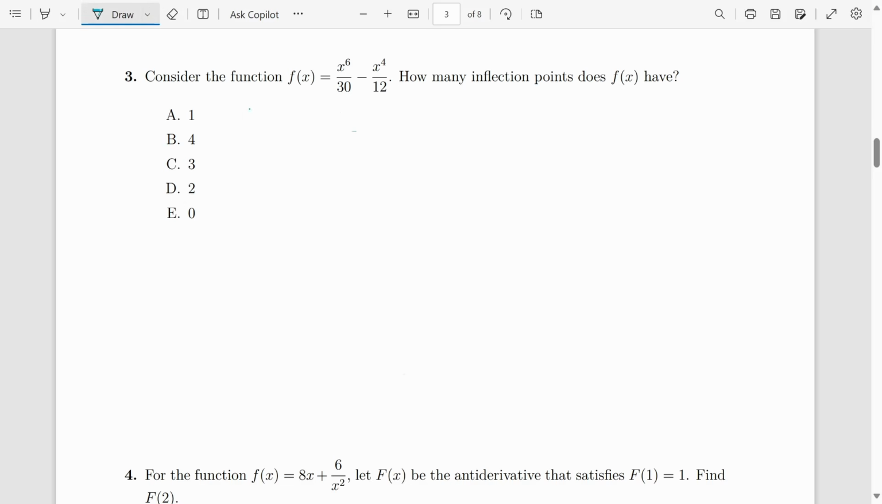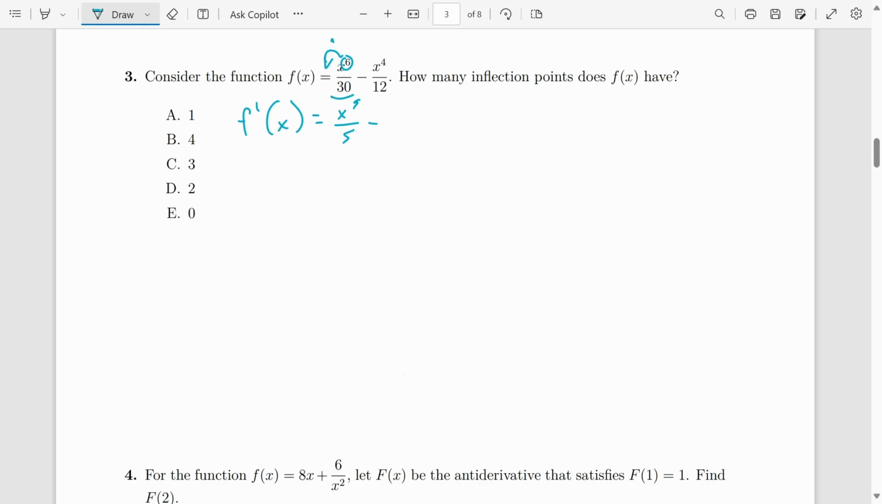So finding f double prime of x, that's going to require us finding f prime of x. So that's going to be taking the derivative of x to the 6th all over 30, bring the 6 out front, and then minus it by 1. So that's going to be 6x to the 5th all over 30. That is just x to the 5th over 5, all things considered.